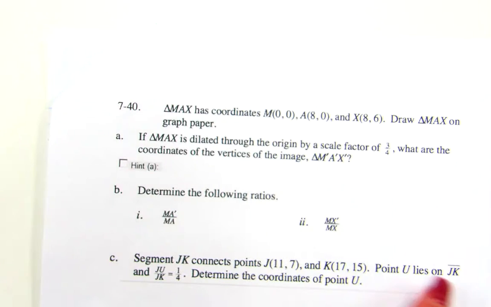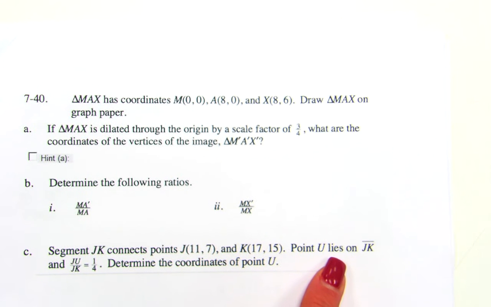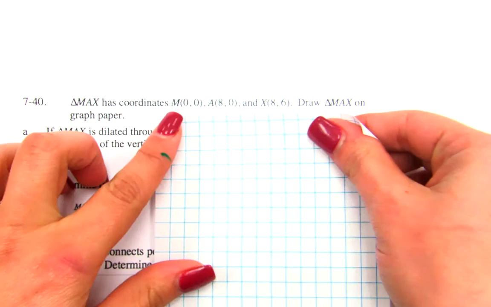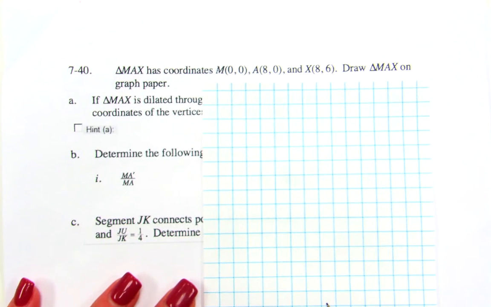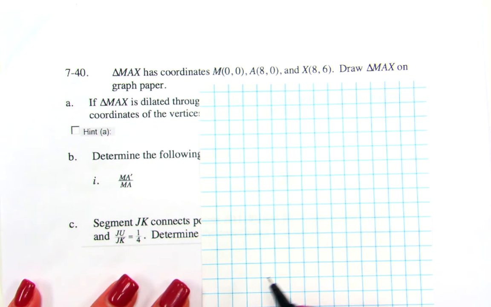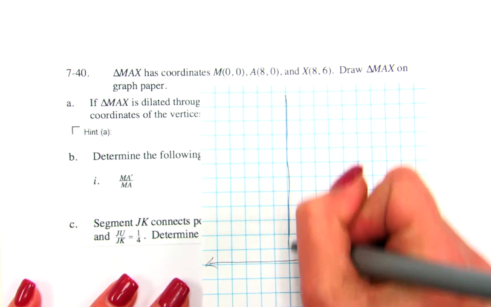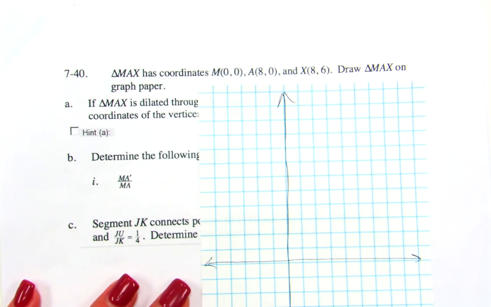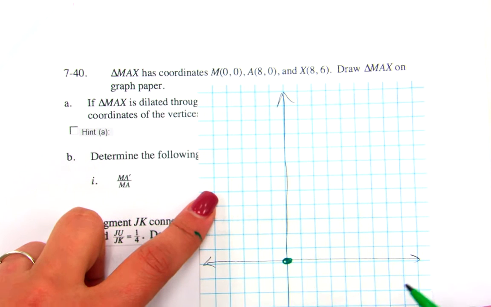So it says, if I'm not mistaken, triangle MAX has the coordinates 0, 0, 8, 0, 8, 6. So draw MAX on the graph paper. I'm going to pause for a second. You can pause if you need to, and we're going to draw it out. So where's my x-axis? Here you go. There's this one, and then here's your y. I don't really care so much about that as I do about the points. So we have 0, 0.